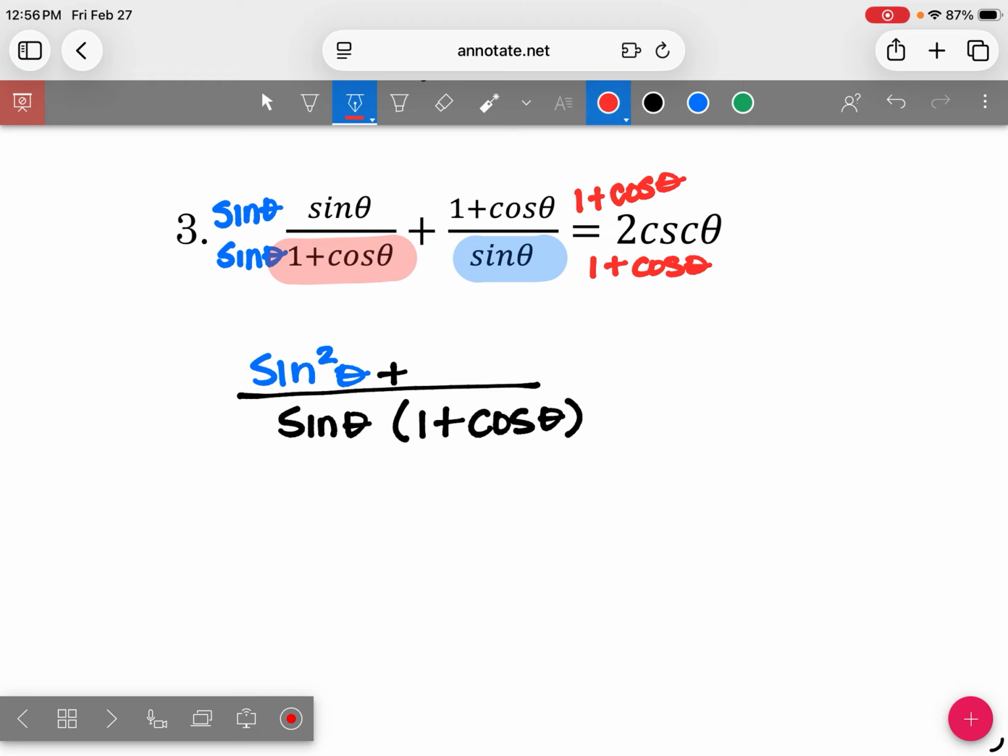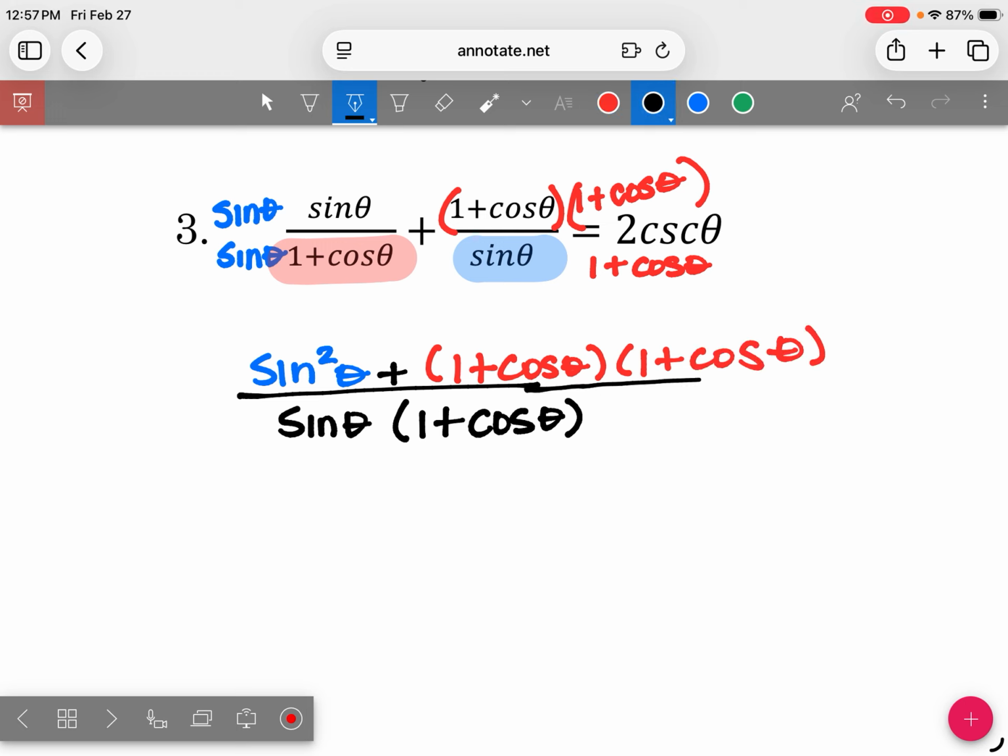And then these are two groups. That's a 1 plus cosine theta times a 1 plus cosine theta. All right, so algebraically, we need to simplify the numerator. What is my next step? What'd you say? Not quite. Before we get there, it is going to be a cosine squared, but we have to multiply this.